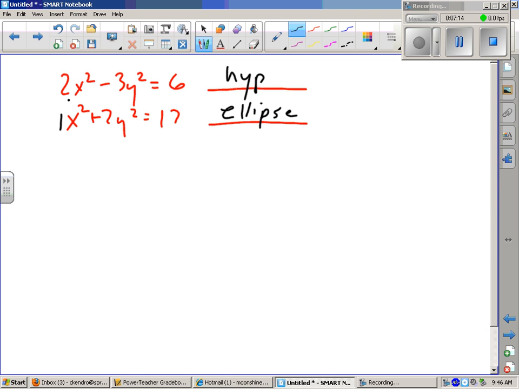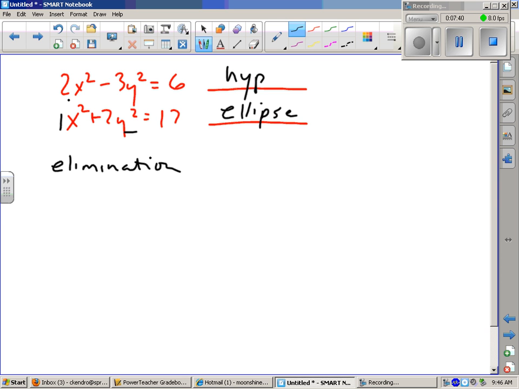So now, instead of isolating, if I tried to isolate x squared, then I'd have a y squared that I'm subbing in here, and I'd have to square it again, and I'd end up with a fourth power. I don't want to get that complicated. So instead, I'm going to try to eliminate. Elimination is a better way to do it when they're all squares.